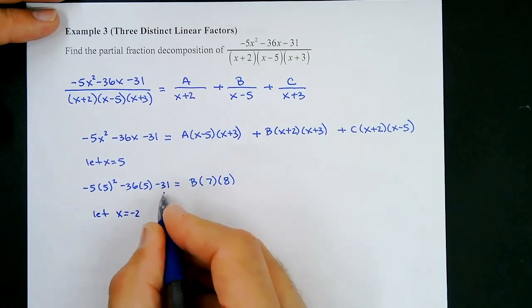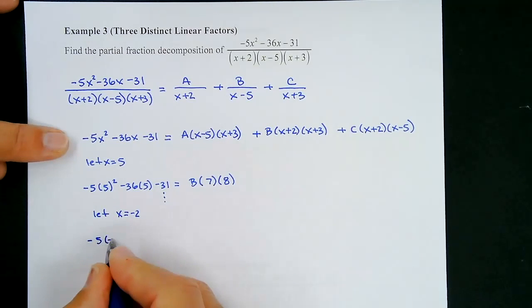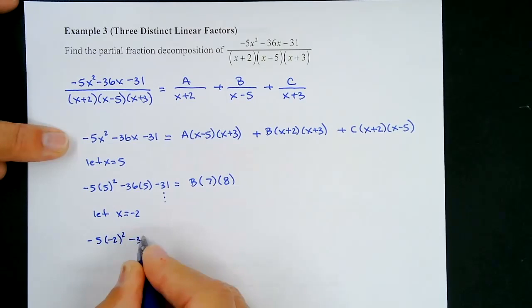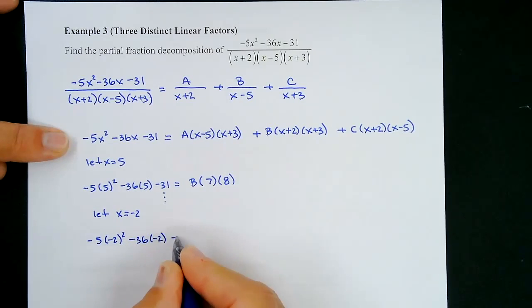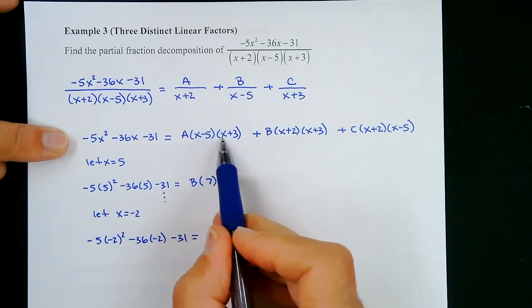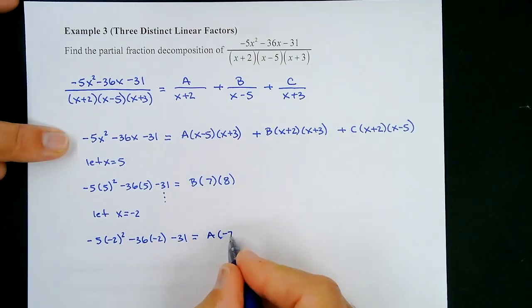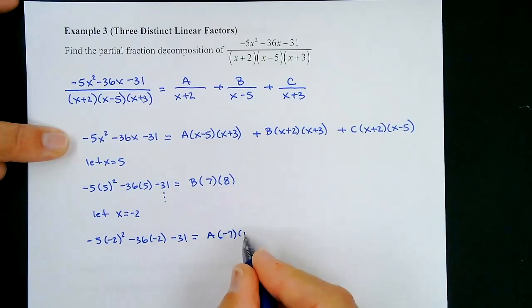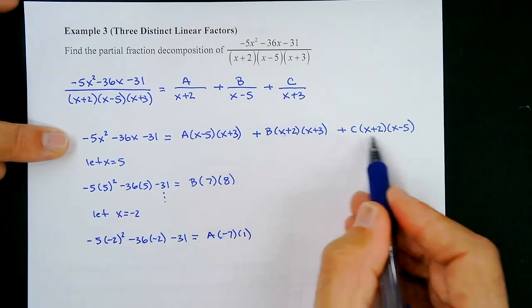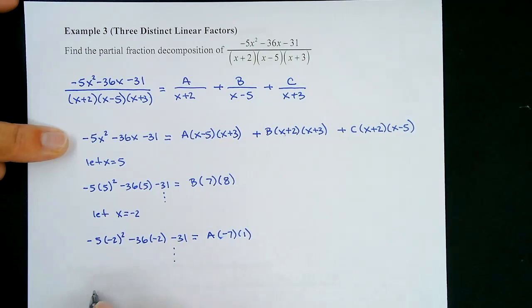I mean, we would solve this, okay? So I want to say that, right? So x equals -2, that would be -5 times (-2) squared minus 36 times -2 minus 31 is equal to... So if x was -2, we would pick up this one, right? So this would be A times, and then -2 minus 5 would be -7, and -2 plus 3 would be 1. And this one would be 0, and this one would be 0, so those would be gone. And then we would solve that for A, and then we would let x equal -3.